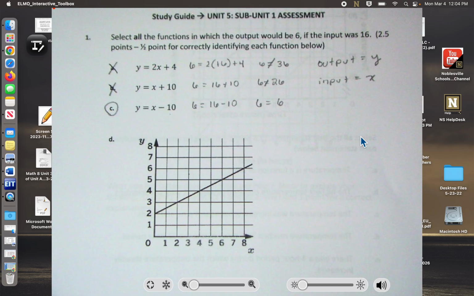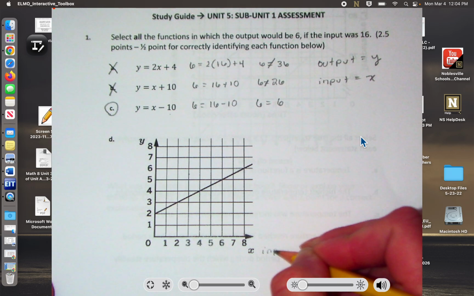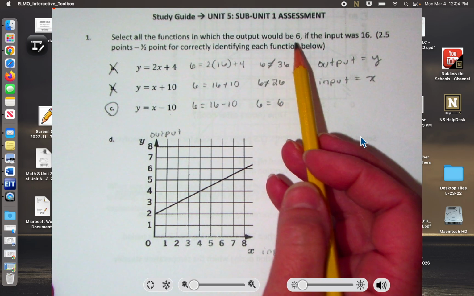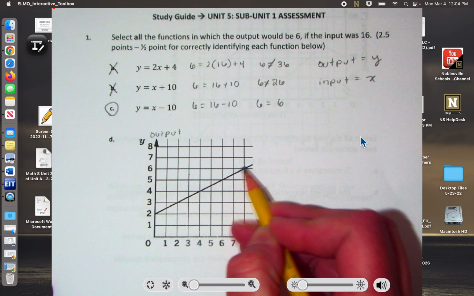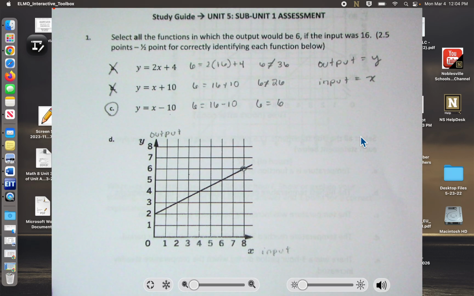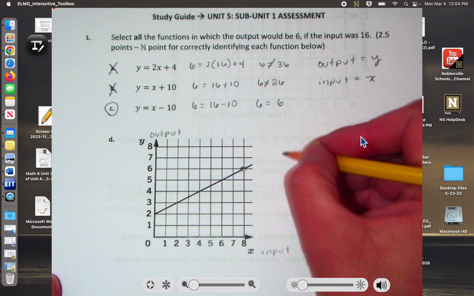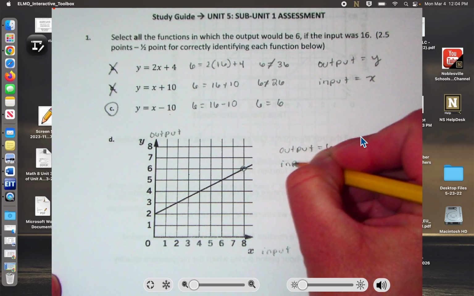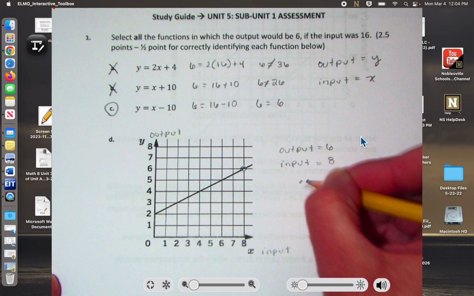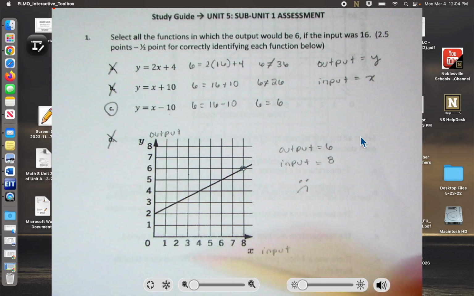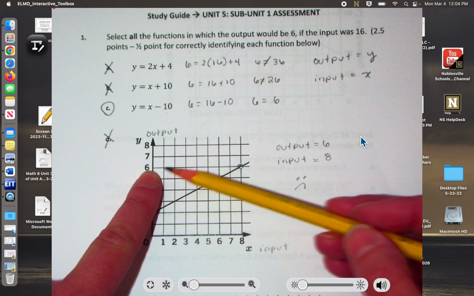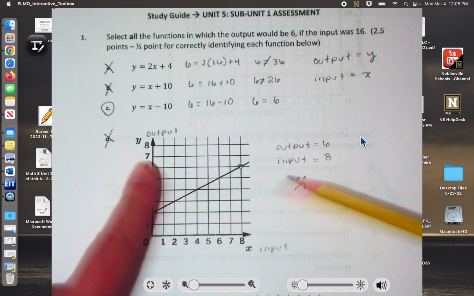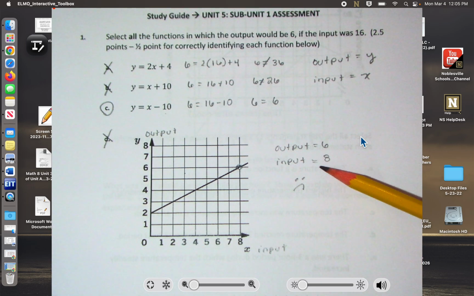How about down here for D? Remember, x is our input and y is our output. So when our output is 6, is our input 16? No, it's not, right? For this one, our output equals 6, input equals 8. So that's not what we're looking for. I went to my output and I went over the graph to find what my input would be. That's not a match. Okay? I needed my input to be 16 and it's not. Right?